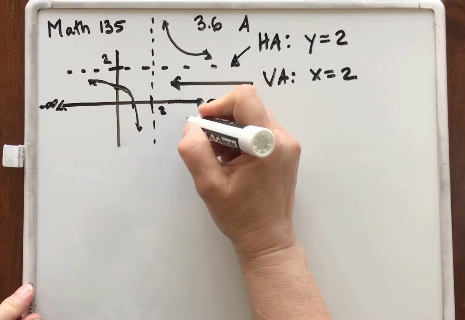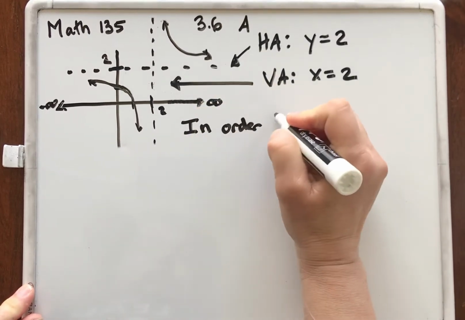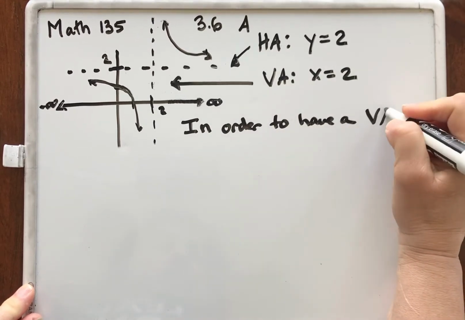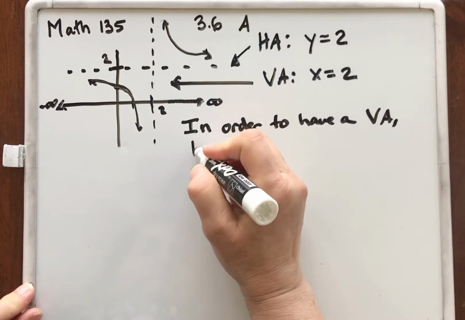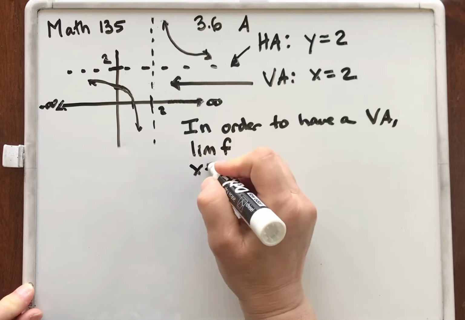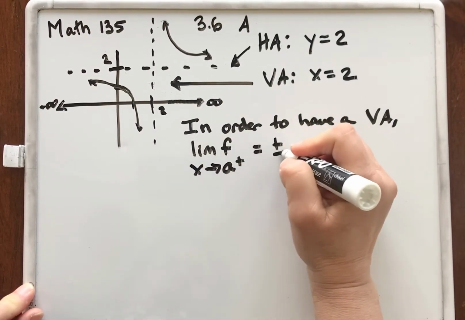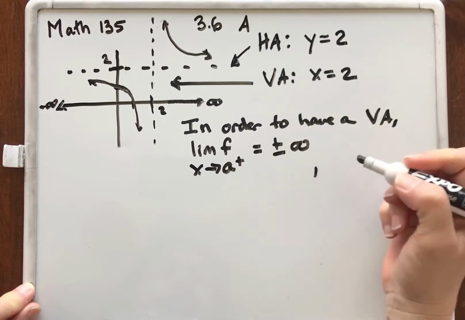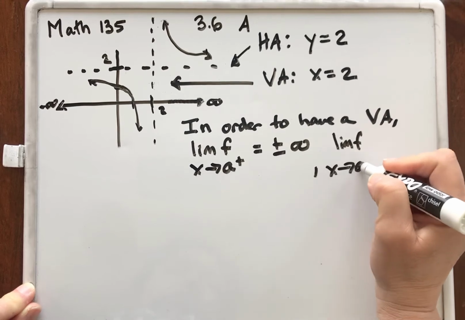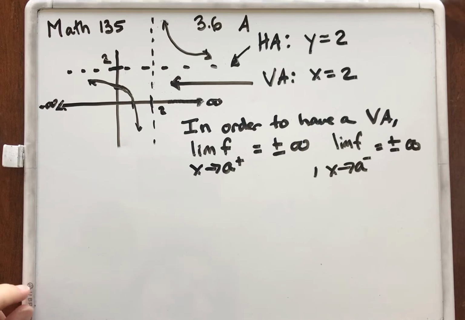So this is how we tie in our limits. In order to have a vertical asymptote, the limit of f as x approaches a from the right must equal plus or minus infinity. Likewise, the limit of f as x approaches a from the left must equal plus or minus infinity.